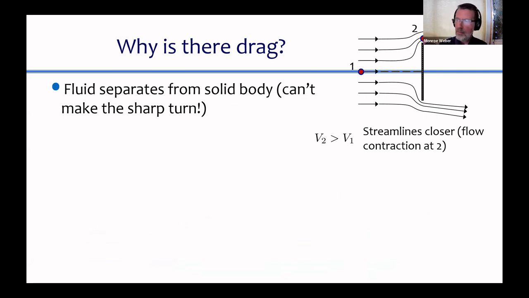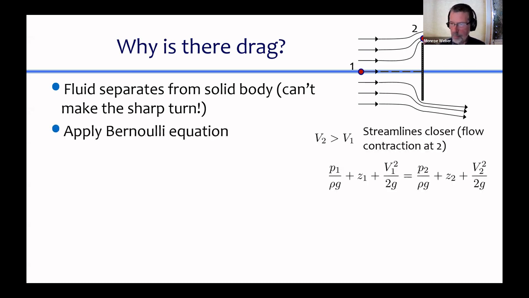First conclusion, V2 is greater than V1. How do I know that? Because at point 2, the streamlines are closer together. And so by mass conservation, if the same amount of fluid is traveling in between any two streamlines, and the streamlines are closer together, that means that the velocity is higher. Are you good with that? The velocity is higher where the streamlines are closer together. So V2 is greater than V1.